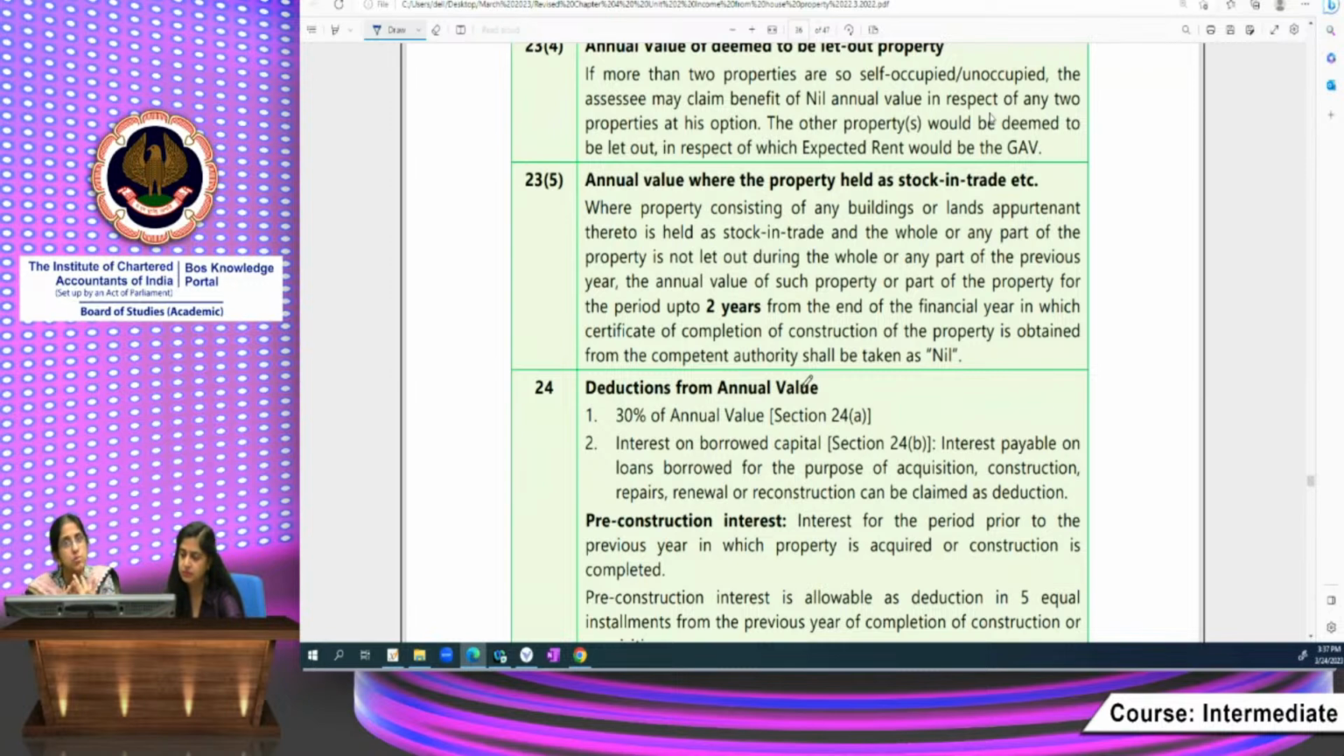Whether you have 2 self-occupied properties, the interest of both together, you get 2 lakh. Or if you have 2 self-occupied house properties, for one you've taken a loan for repairs, for one you've taken a loan for construction, the total you will get is 2 lakh. It cannot exceed 2 lakh in total. But if it's only repairs, it cannot exceed 30,000.